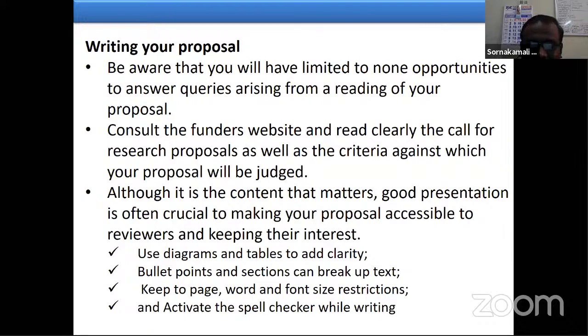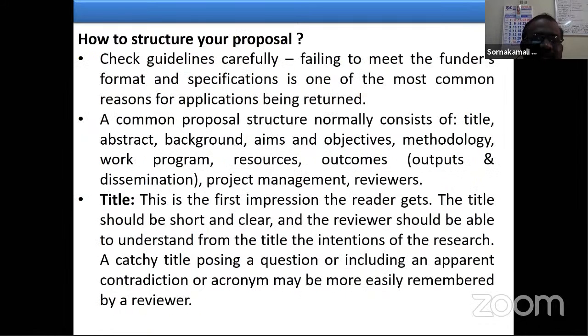You have to restrict the font size. Always your slides must be prepared without any spelling mistakes. Then, after making the proposal, you have to check the guidelines of the funding agency. Failing which, if the format does not match the funding agency's, the proposal will immediately be returned.